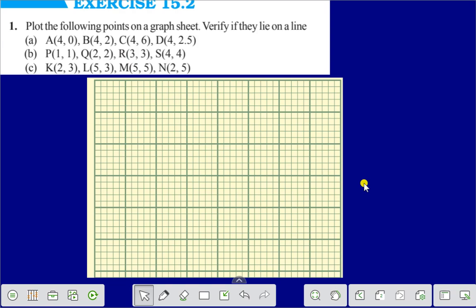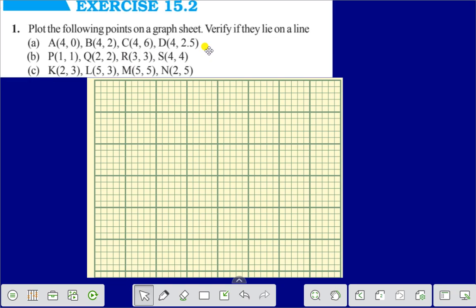Hello everyone. Today I'll discuss exercise 15.2 question number 1. Question number 1 is: plot the following points on a graph sheet. Verify if they lie on a line.